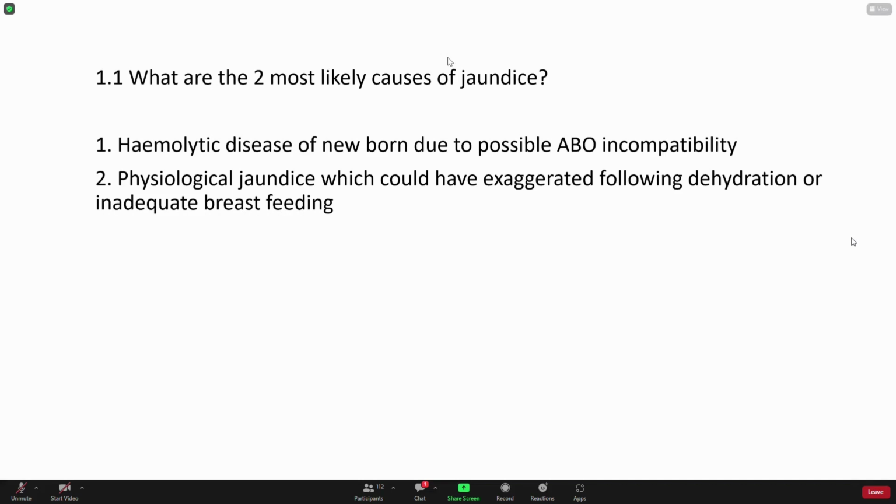What do you write here? Is there a difference between inadequate breastfeeding and breast milk jaundice? That's why I said it's almost the same. Even if you say breastfeeding jaundice, it's fine here. That's why I said you would probably carry marks. But I would probably put, because breast, sorry, what question did you put?